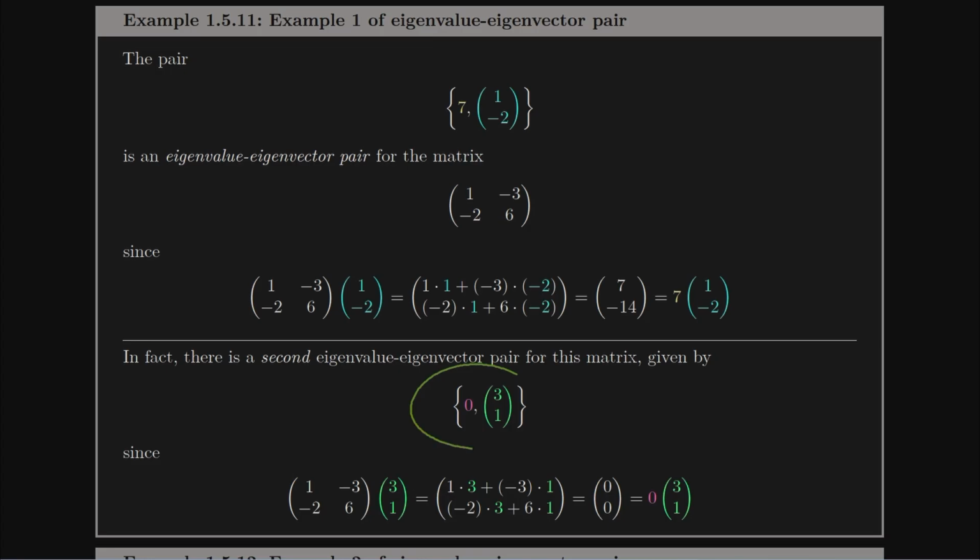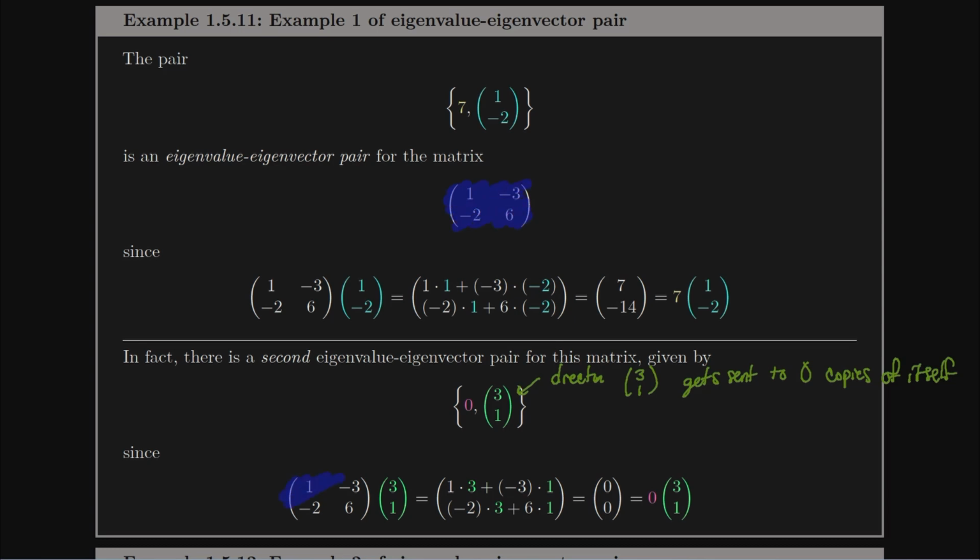We can do the other case here. We have 0, comma, the vector 3, 1, which says that the direction that vector represents gets sent to 0 copies of itself under the same matrix, right? So this matrix 1, negative 3, 2, 6.